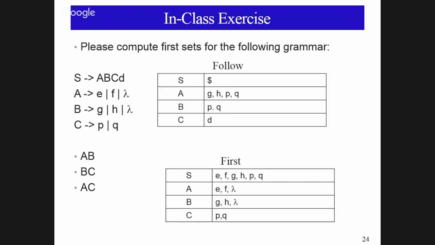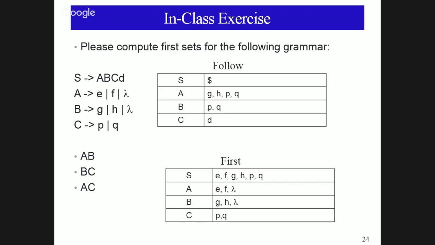Okay, so S does not have lambda. So forget about S's follow set. We're not going to use it. C doesn't have lambda. So that D, yeah, we're never going to see D by itself because it has to go through C first. Okay, so this one has a lambda, that one has a lambda.